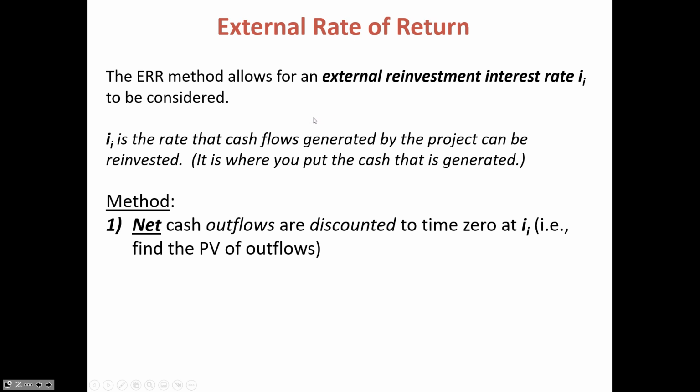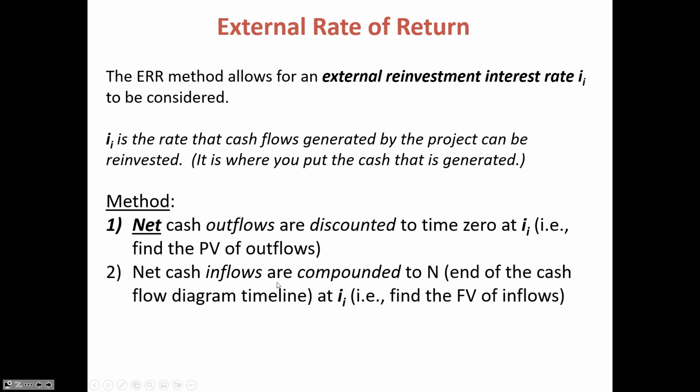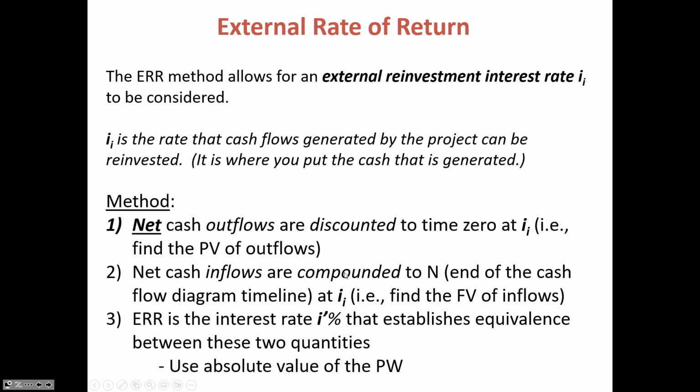And our method for calculating the external rate of return is that you have to find the net cash outflows and discount them at the external reinvestment rate, which is always given. So you discount the outflows to time 0 at the external reinvestment rate, and the inflows are compounded to the future at that same external reinvestment rate. And then the external rate of return is the interest rate that establishes an equivalence between the inflows and the outflows. So maybe that explanation doesn't make sense.